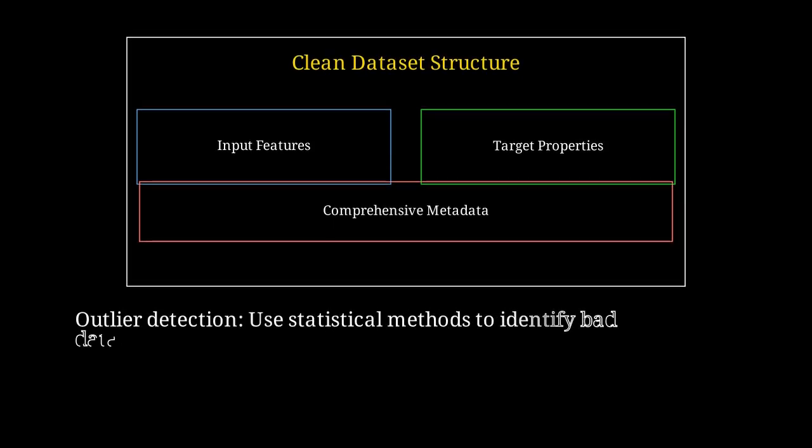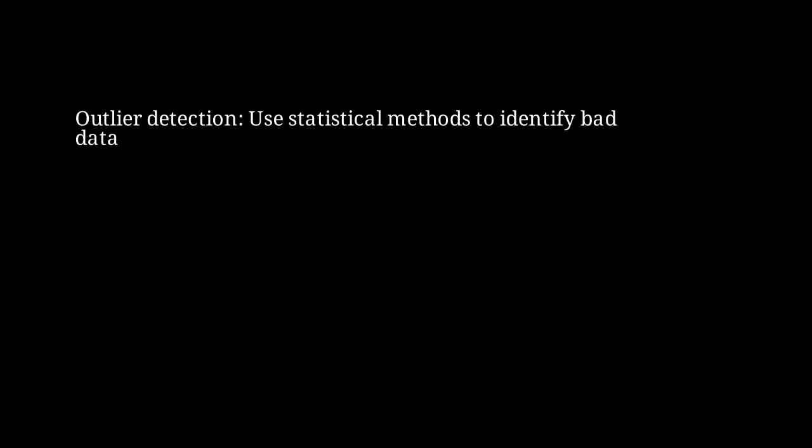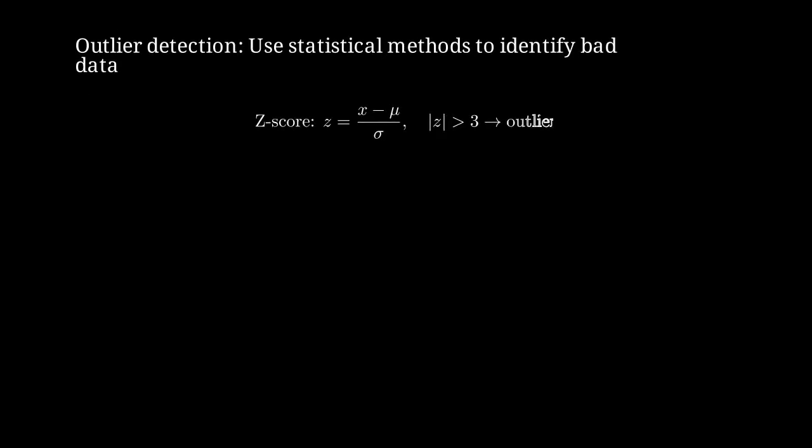You must implement rigorous outlier detection using statistical methods. Look for measurements that are more than 3 standard deviations from the mean, or use more sophisticated techniques like isolation forests. The z-score is calculated as the value minus the mean, divided by the standard deviation. If the absolute value of the z-score is greater than 3, flag it as a potential outlier for manual review.